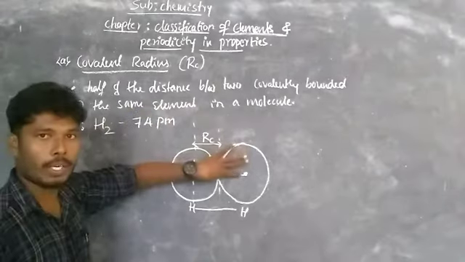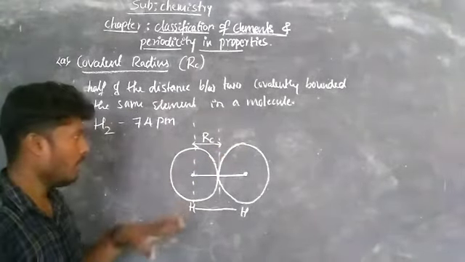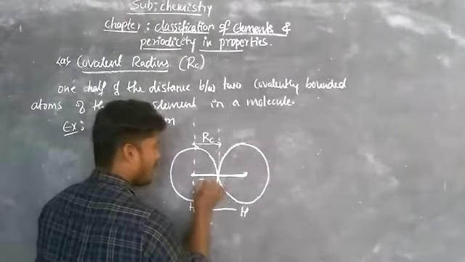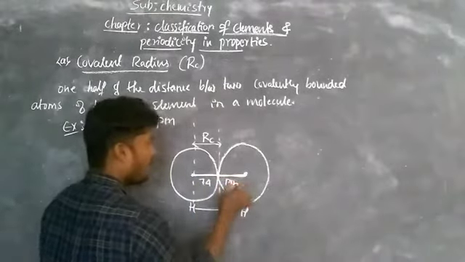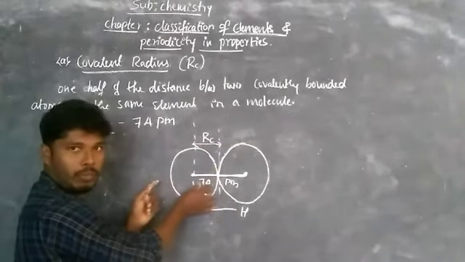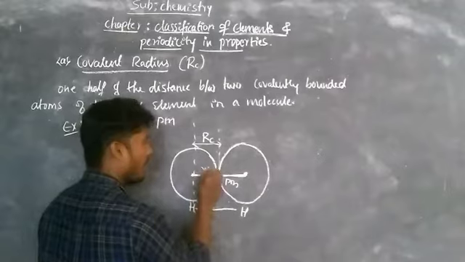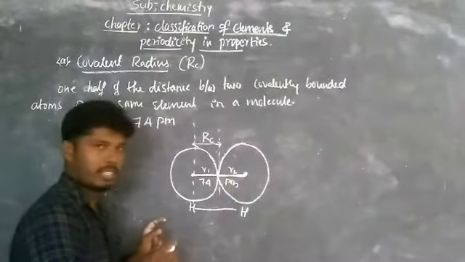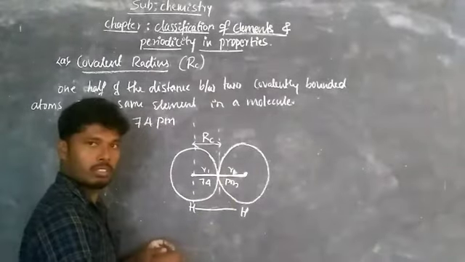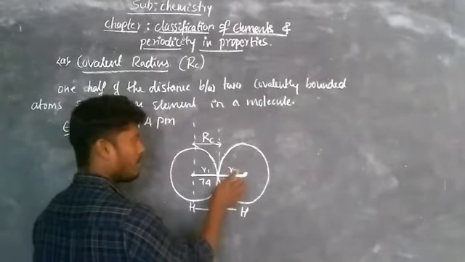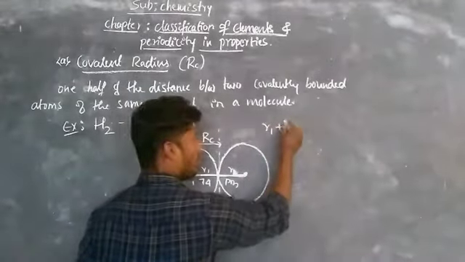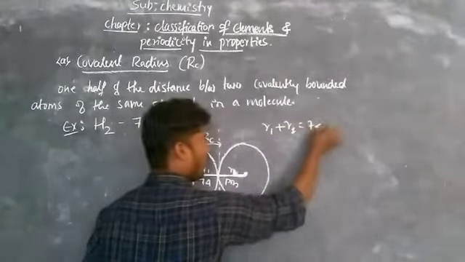Of the same molecule in an element. Now here, this whole thing we call 74 picometer. The covalent radius is half of this 74. Let's assume this is R1 and this is the R2 distance. This is one atom, this is two atoms, therefore R2. So R1 plus R2 is equal to how much? 74 picometer.